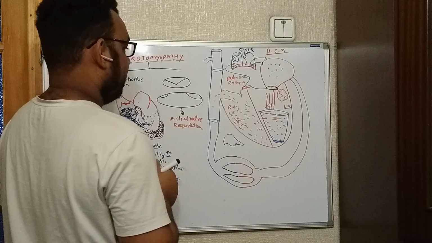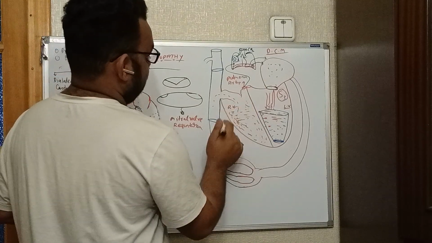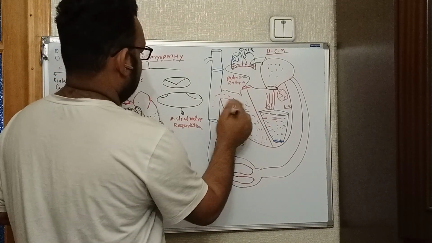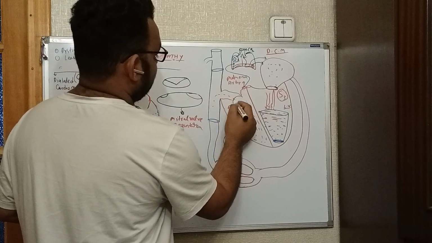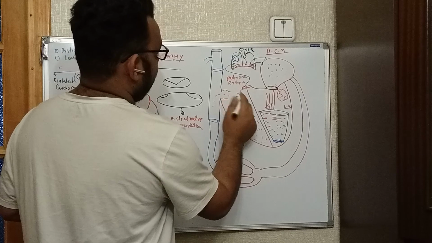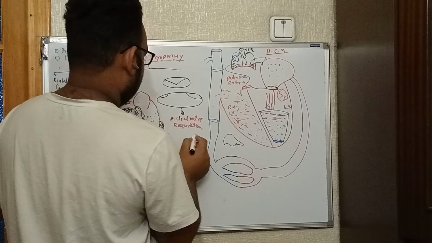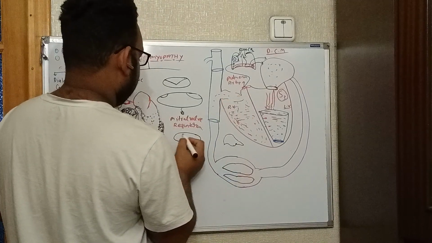And we see the same thing in terms of the right ventricle. Let me show you here, for example. We know there are three leaflets there.